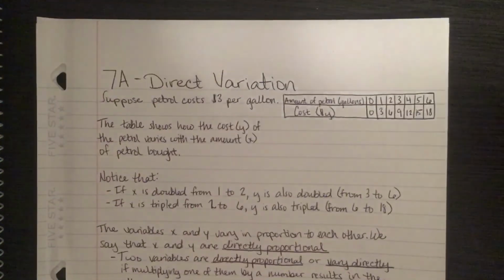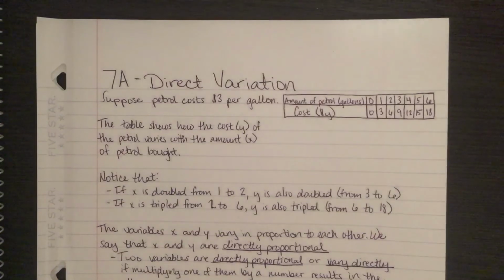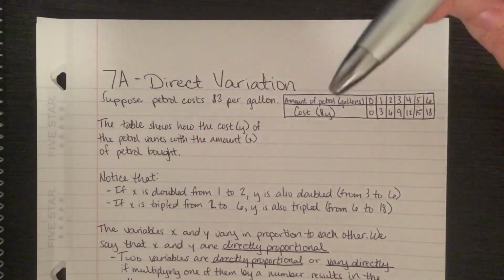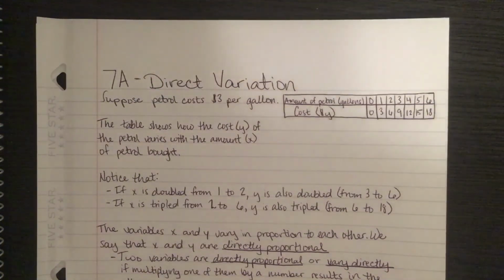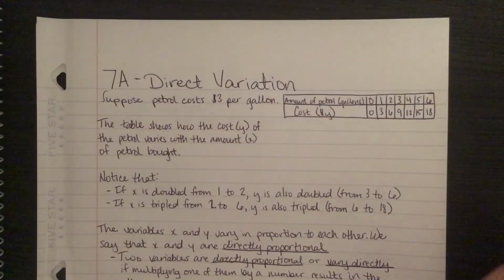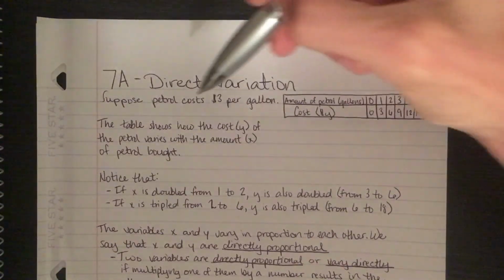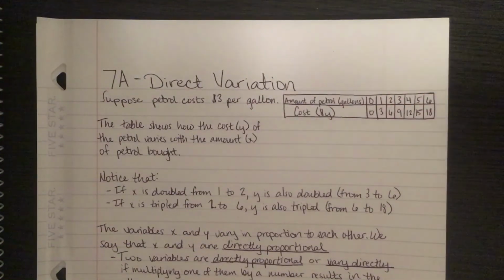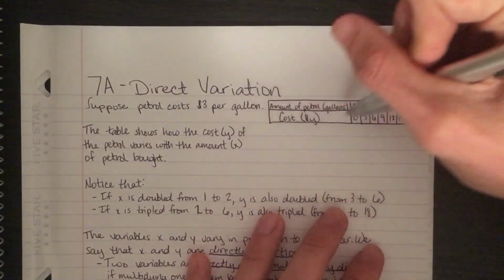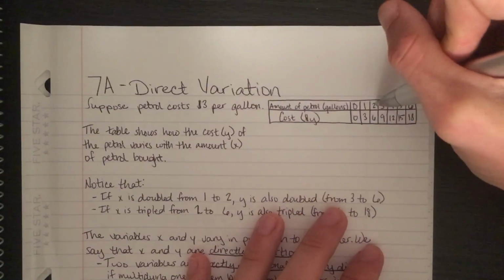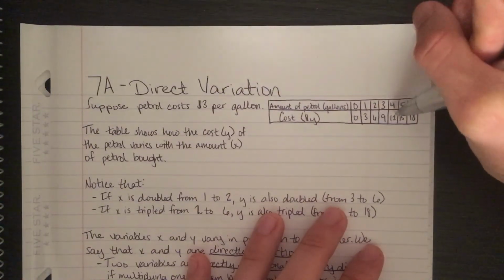So what we're going to be talking about today is this concept of direct variation. To do that, we're going to go over this scenario where gas or petrol is $3 per gallon. Basically you've got the amount of gas here and you've got the cost. So like 1 gallon is $3, 2 gallons is 6, 3 is 9, 4 is 12.